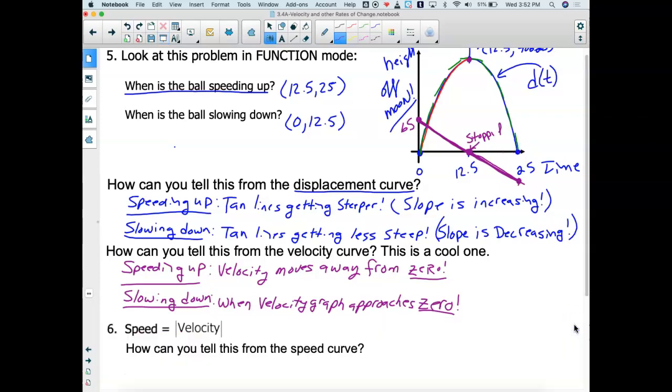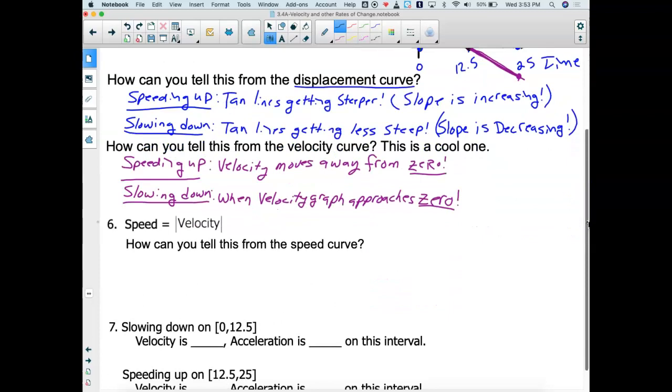Well, how can I tell this from the speed? Remember, speed is the absolute value of velocity. So the only thing that happens to my speed curve is that this part is going to stay the same, staying positive, but this side, what was negative, is now positive. So I can tell this from the speed curve really easily. As my speed decreases, it's going down, and here it's increasing, meaning it's speeding up. So that part's pretty easy.